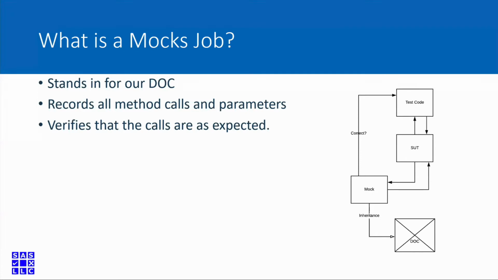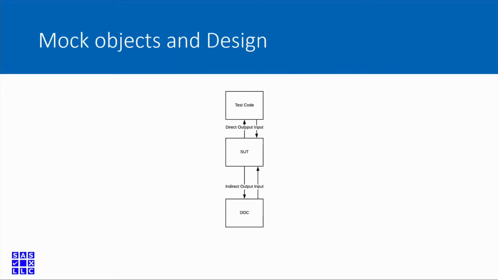So if we go back to our original drawing, our test code talks to our SUT, the software we're testing. But instead of talking directly to the dependency, the software we're testing talks to the mock, which inherits from either the dependency or whatever interface the dependency implements. So from the software under test's point of view, the mock is the same as the dependency. It doesn't know the difference. And then the mock somehow has a way of telling the test code whether everything was called correctly or not. Okay, so that's how mock objects work with testing.